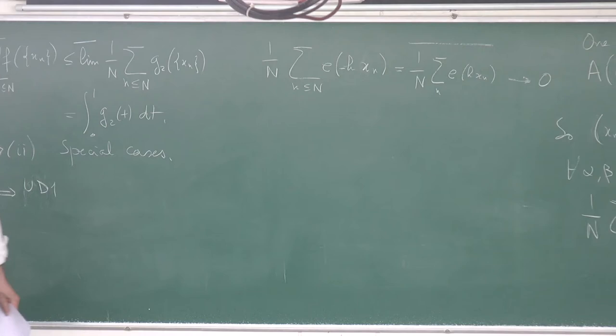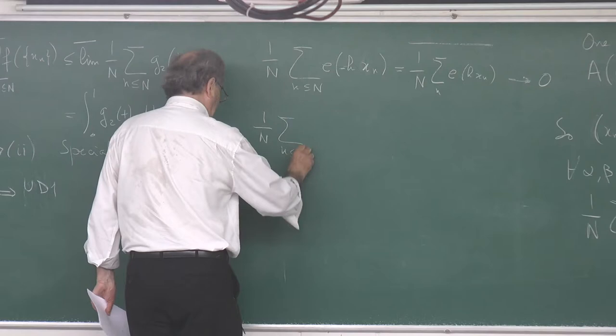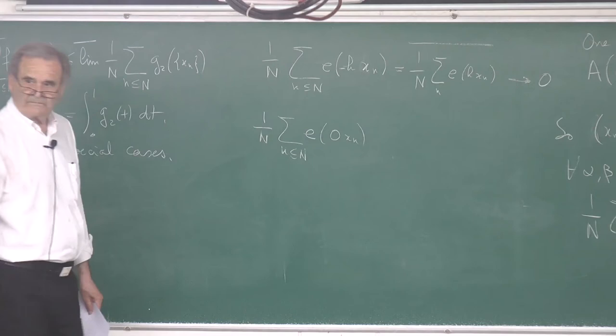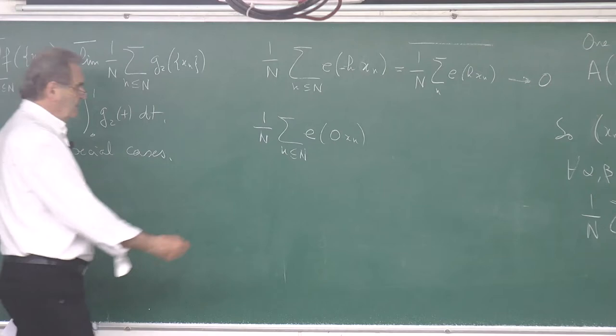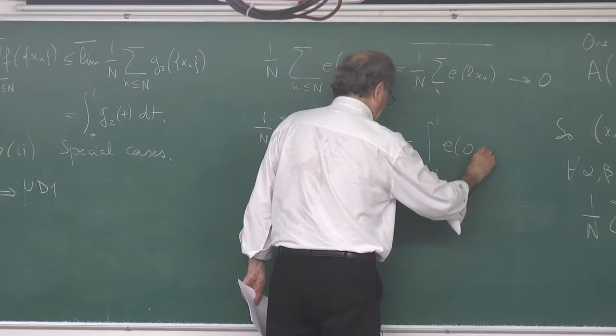Okay? Now there is one case you didn't have yet: if h is 0. Well, 1 over N, the sum over n up to capital N of e of 0 times xn. Okay, this is not too difficult to compute. All the terms here are equal to 1, and so this is equal to N over N, and this is equal to 1. So this is 1. And 1 is just the integral from 0 to 1 of e of 0 times t dt. Okay?